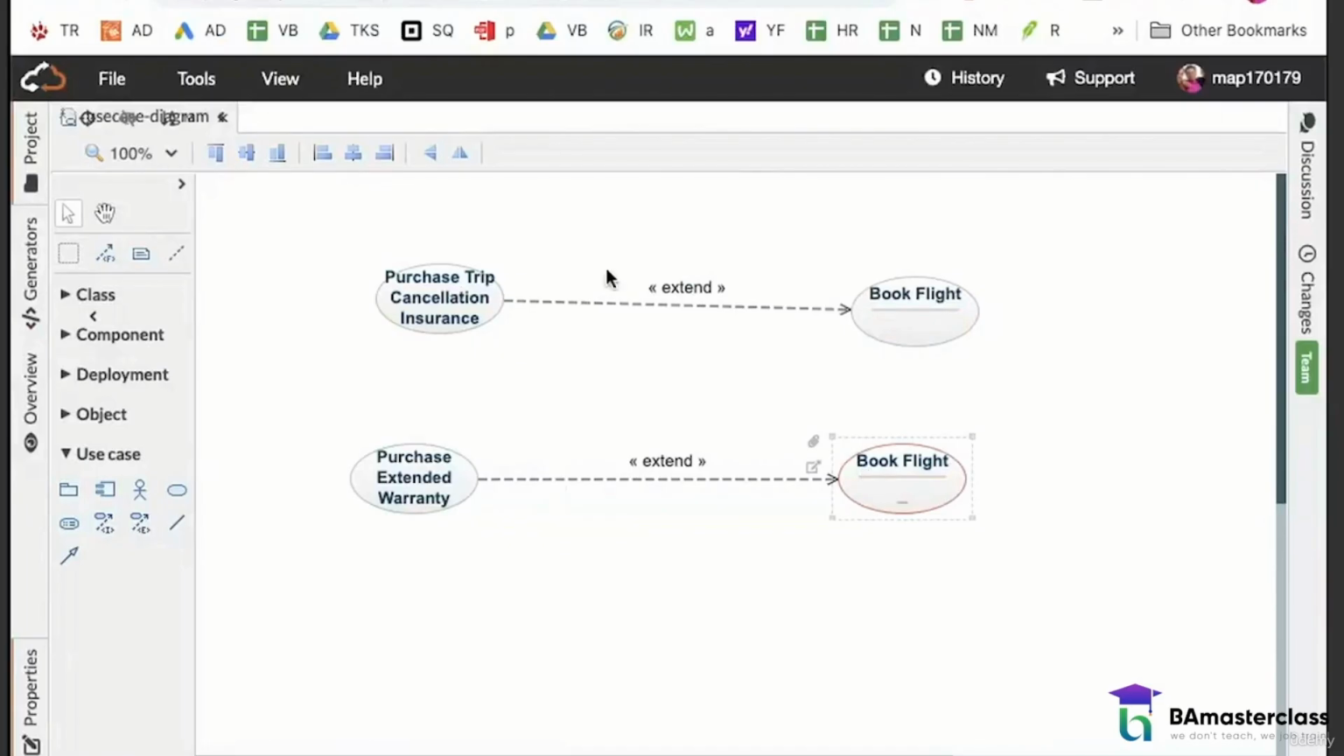Now, why is it called an extend? The reason it's called an extend is, let's say you're trying to book a flight and you take 10 steps to book a flight. In the eighth step, they're asking you a question, would you like to purchase trip cancellation insurance? If you say yes, are you able to complete your use case in 10 steps? You take about 3 to 4 extra steps. So this use case extends the length of this use case. So it's called an extends relationship.